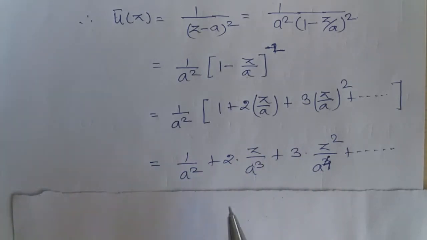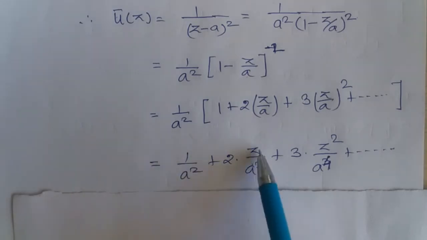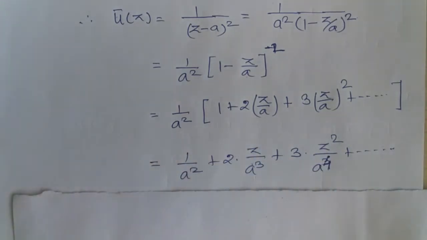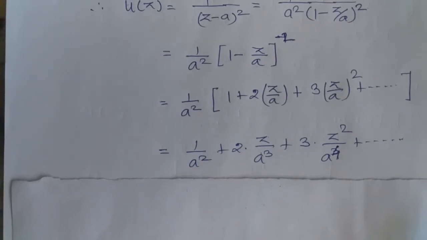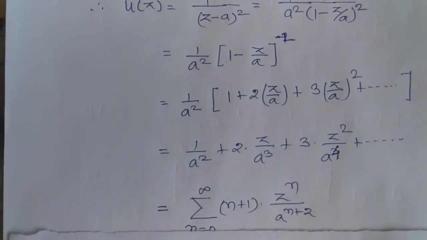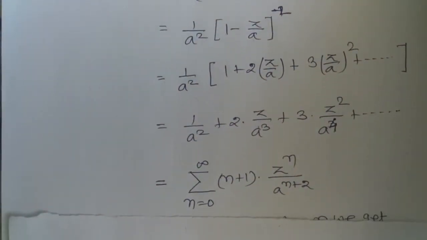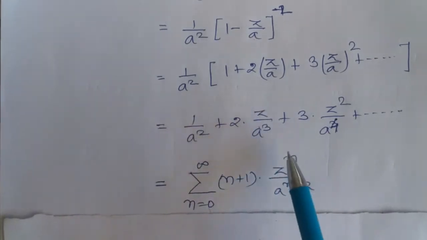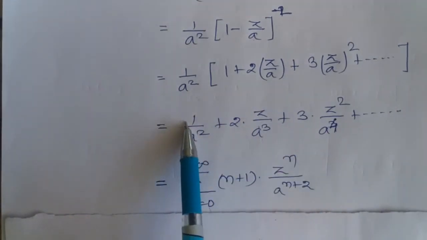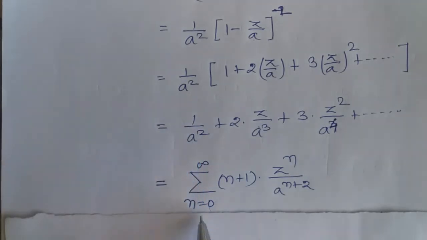So summation, because z starts from z power 0, then z power 1, then z square and so on. So summation starts with n equal to 0 to infinite, z power n. For n equal to 0 we get z power 0, for n equal to 1 we get z power 1, for n equal to 2 we get z square, plus so on.